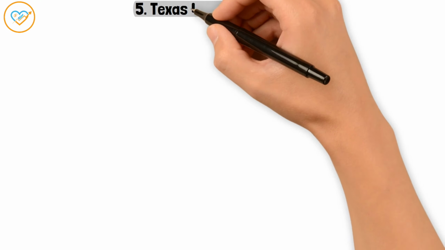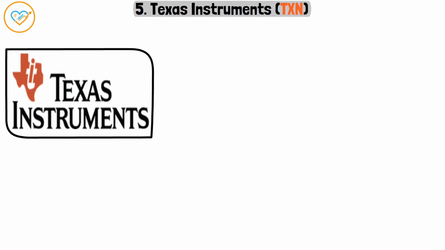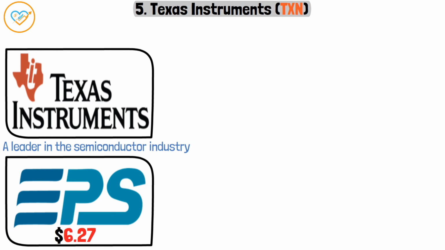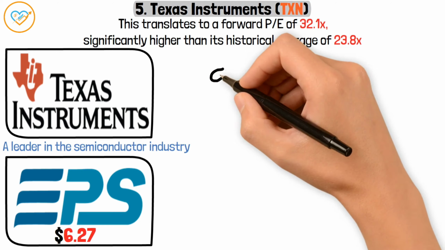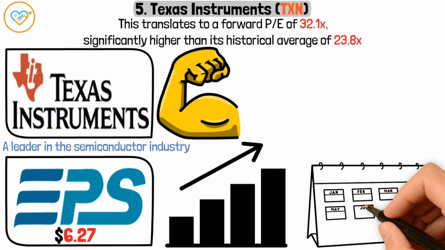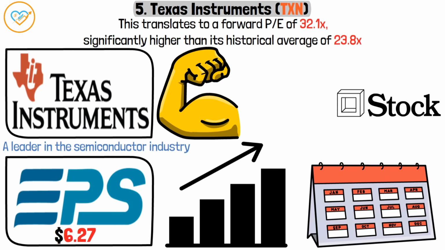Number 5. Texas Instruments, or TXN. Texas Instruments, a leader in the semiconductor industry, is expected to generate an EPS of $6.27 next year. This translates to a forward PE of 32.1x, significantly higher than its historical average of 23.8x. Despite this high valuation, analysts predict strong growth for TXN and its competitors over the next few years. However, given the recent surge in semiconductor stocks, a pullback might be on the horizon.